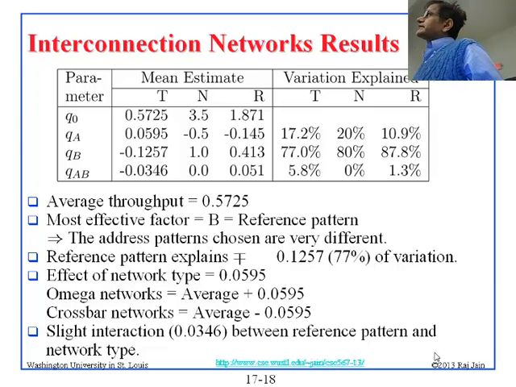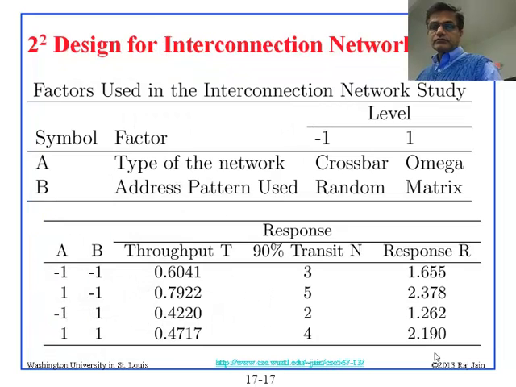Now based upon this, we can do two things. First of all, we can calculate the percentage of the variation explained. The percentage of variation explained is proportional to qA squared, qB squared, etc. So you will find that A explains 17%, B explains 77%, and the interaction is 5.8%. All right, now let's see what is A, what is B. A is the type of the network, that affects only 20%. B is the address pattern, which affects 80%.